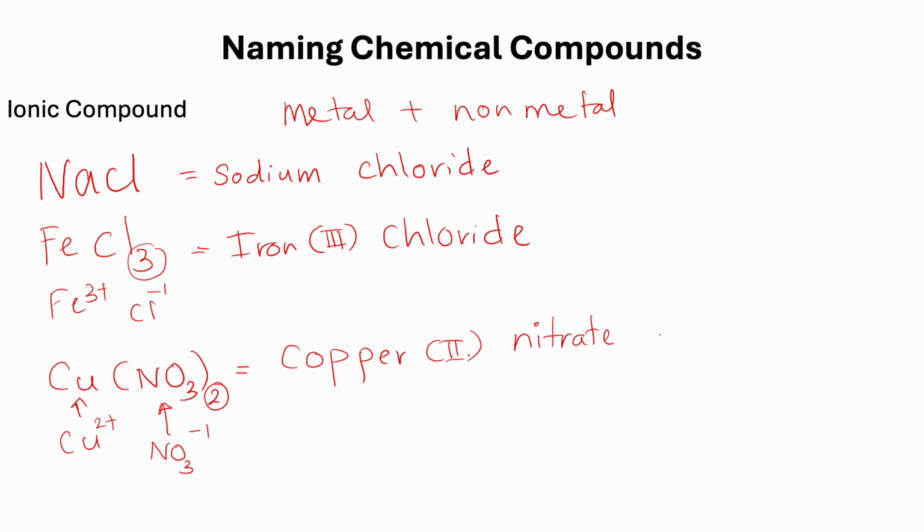Therefore, when you are writing names of ionic compounds, first check whether the metal has more than one cation. If so, you have to mention that cation in Roman numerals. But if the cation has no variable charges and it's a fixed charge, then you just write the element name and the nonmetal name.